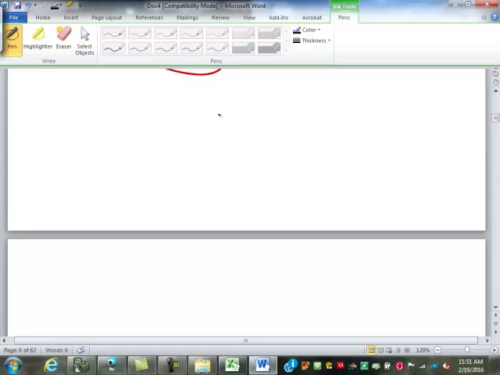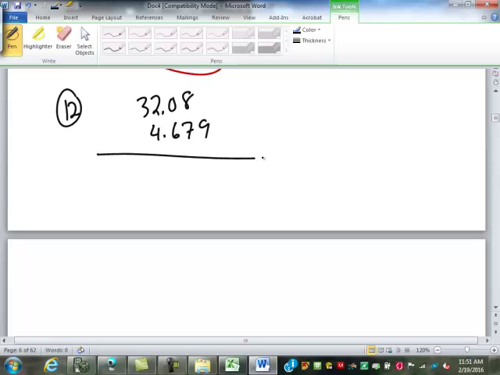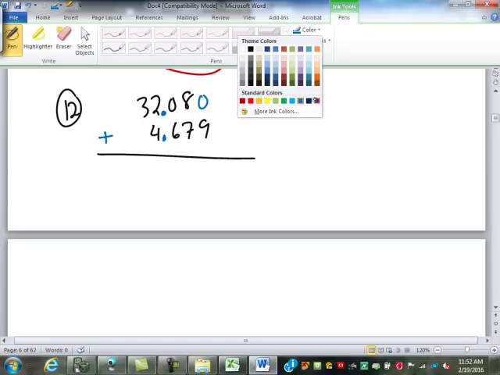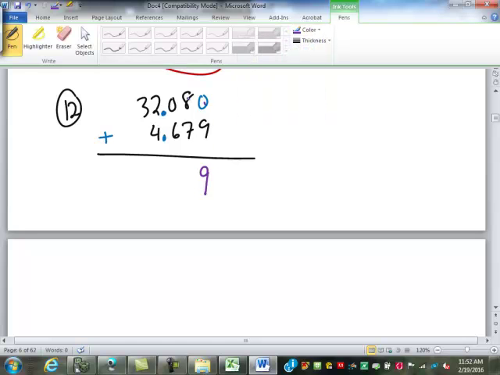Number 12, adding decimals. You have to remember to line up those decimal points to keep the place values lined up, because we can only add things that have the same name or same place value. So we fill in a 0 there. 0 plus 9 is 9. 8 plus 7 is 15, so 5, carry the 1. 1 plus 6 is 7. Bring the decimal point down. 2 and 4 is 6, and we have the 3. 36.759.